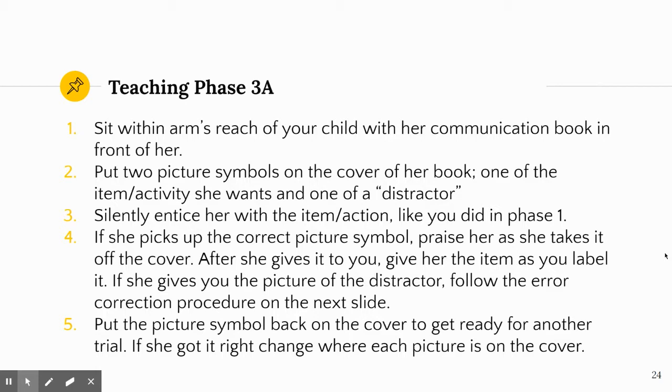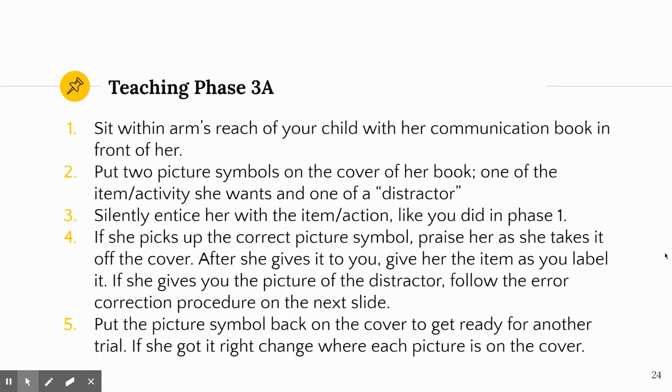You're going to hold them up and silently entice them with the item. It could be an action, but items are definitely easier to hold up and show. So you're going to silently entice them like you did in phase 1. You're not going to say, look what I have, or, oh, look at this slinky, look what we can do with it. You're just going to show it to them and wait for them to initiate that communication again.